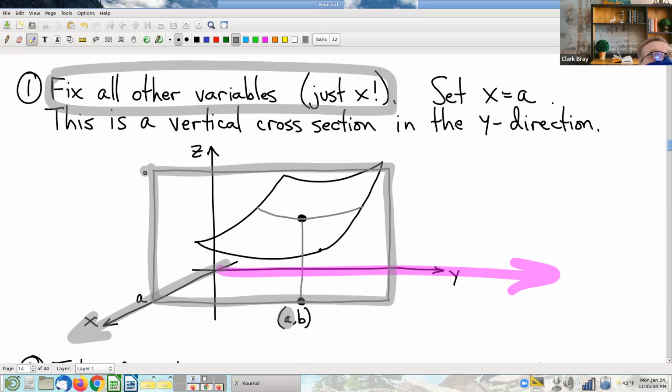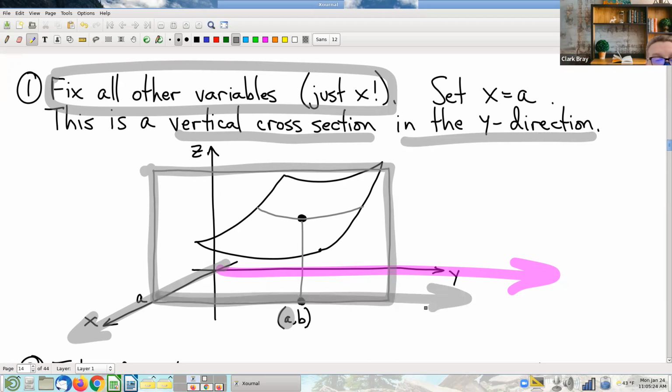Cool. Now, geometrically, of course, setting x equal to a constant means you're taking a vertical cross section, and this is a little weird, but you're setting x equal to a constant, and so that cross section is in the y direction, and that's just the way the geometry works. So you got to keep that straight in your mind.